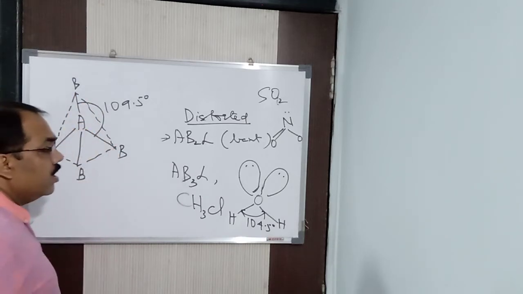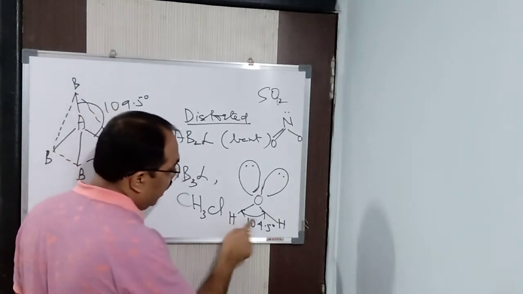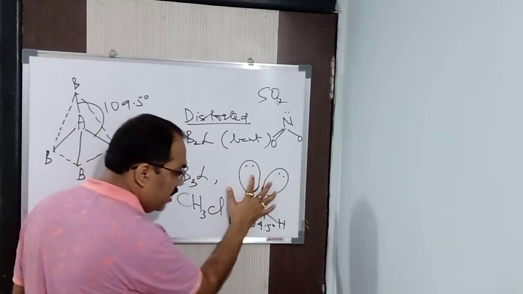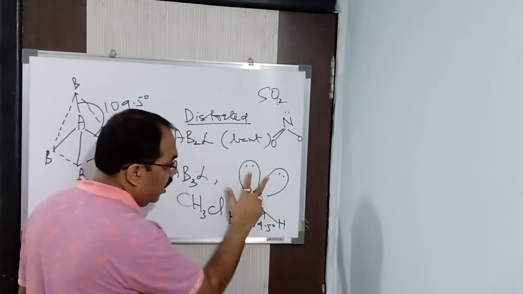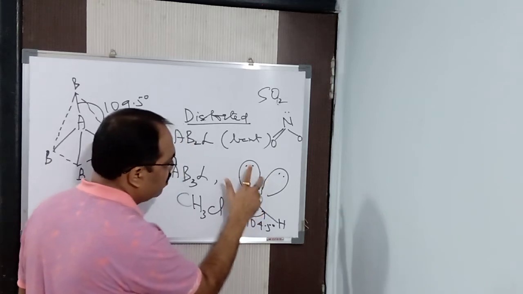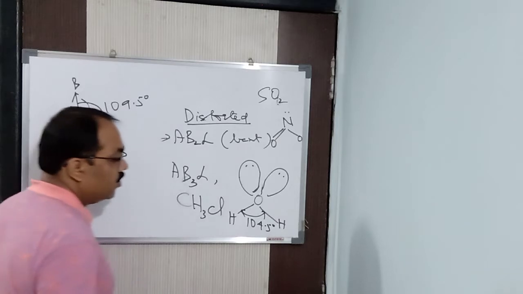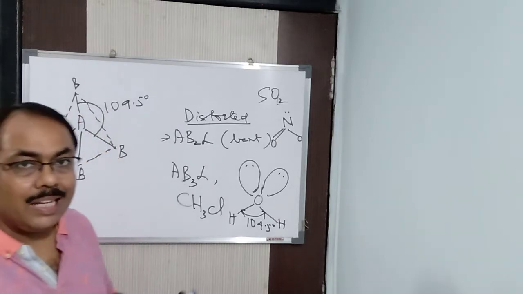Only bond pair. But in case of water, apart from bond pair, we are having 2 lone pair. The lone pair repulsion, listen carefully. The lone pair repulsion is greater than lone pair bond pair repulsion, which is greater than bond pair repulsion, due to which the bond angle slightly decreases.